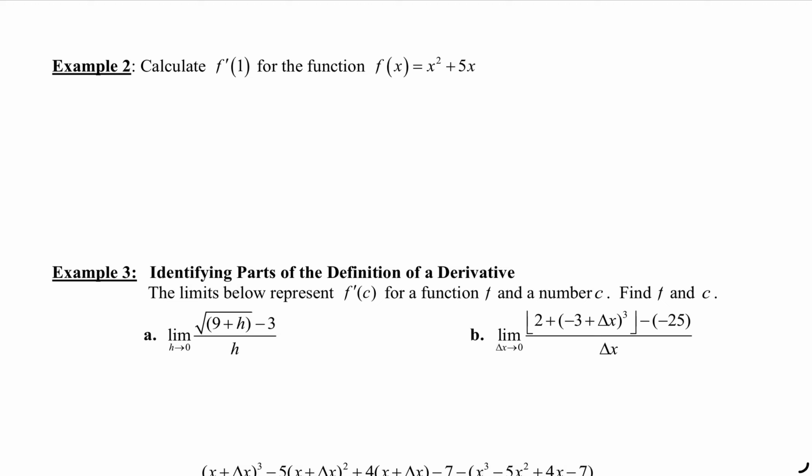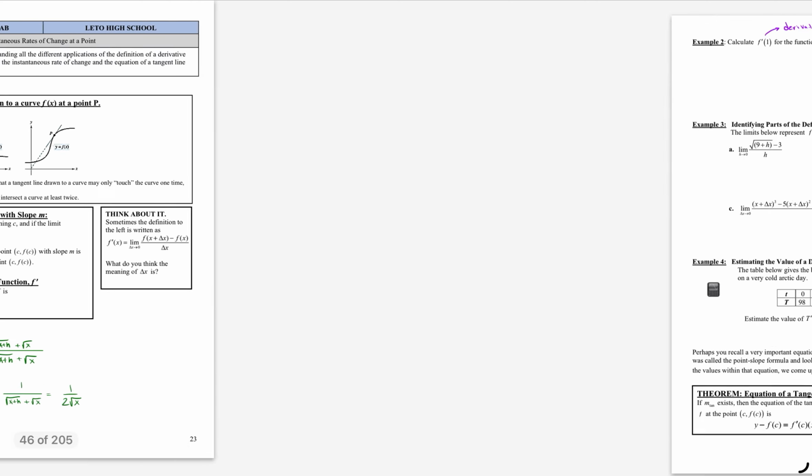All right, so here on the next page, example 2, kind of looks similar to the first one, but this time it says calculate f prime of 1 for the function f of x equals x squared plus 5x. Again, remember when I say f prime of 1, that means calculate the derivative, right? The derivative. So they want us to find the derivative, but the difference here is they're saying find the derivative at x equals 1.